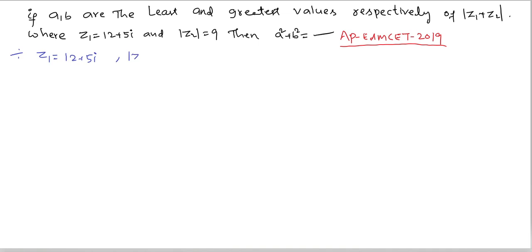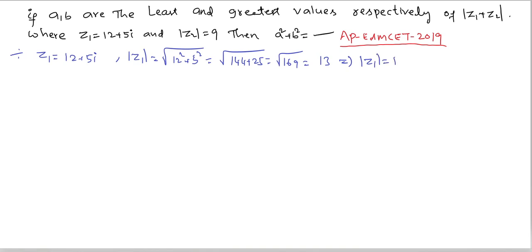We find modulus of z1, that is under root of 12 square plus 5 square, that is equal to root of 144 plus 25, that is equal to root over 169, which is equal to 13. So from this, mod z1 is equal to 13 and mod z2 is given, that is mod z2 is 9.